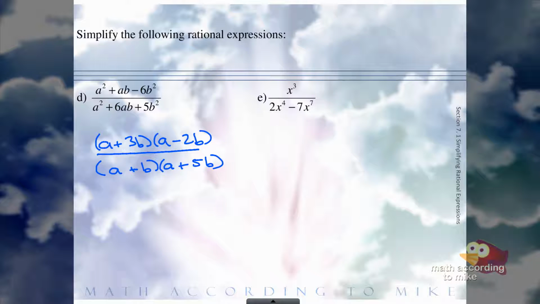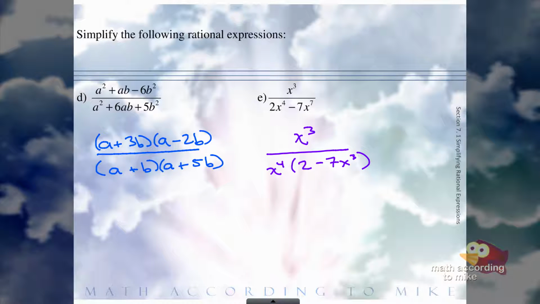Part E. The numerator, x cubed, is technically already factored. There's nothing to pull out there. Denominator, we can pull out an x to the 4th. So if we pull out an x to the 4th, we are left with 2 minus 7x cubed.